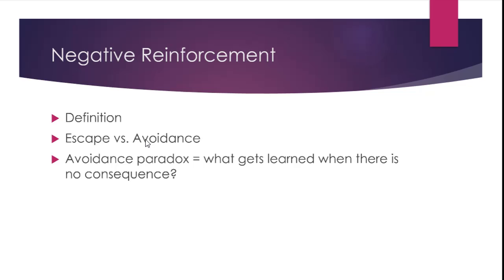Now, this leads us to the avoidance paradox. This was a real problem for learning theorists. Remember, they didn't like to talk about what was happening inside the black box, and so they had a hard time describing or explaining what gets learned when there was no consequence. Think about it. You have your behavior, like you're pressing a bar or something like that, and the outcome or the consequence is nothing.